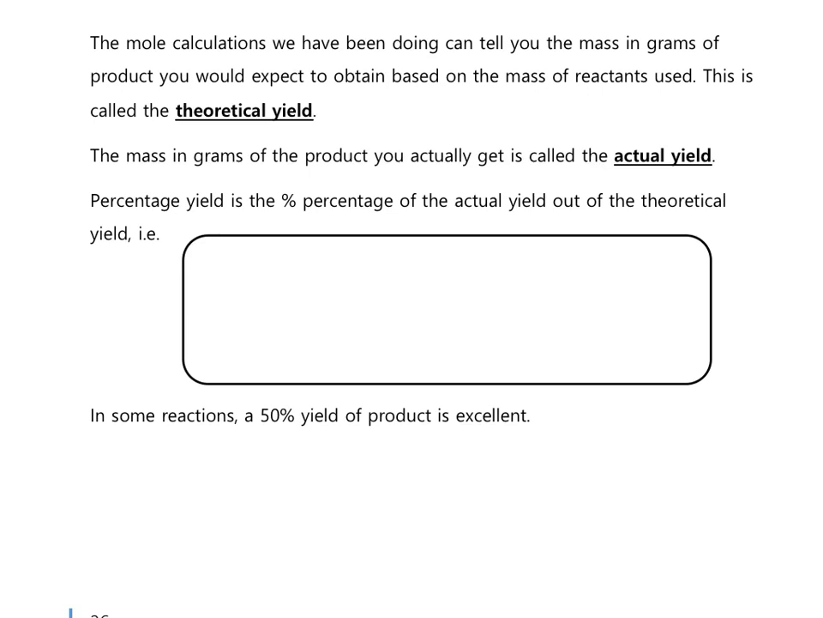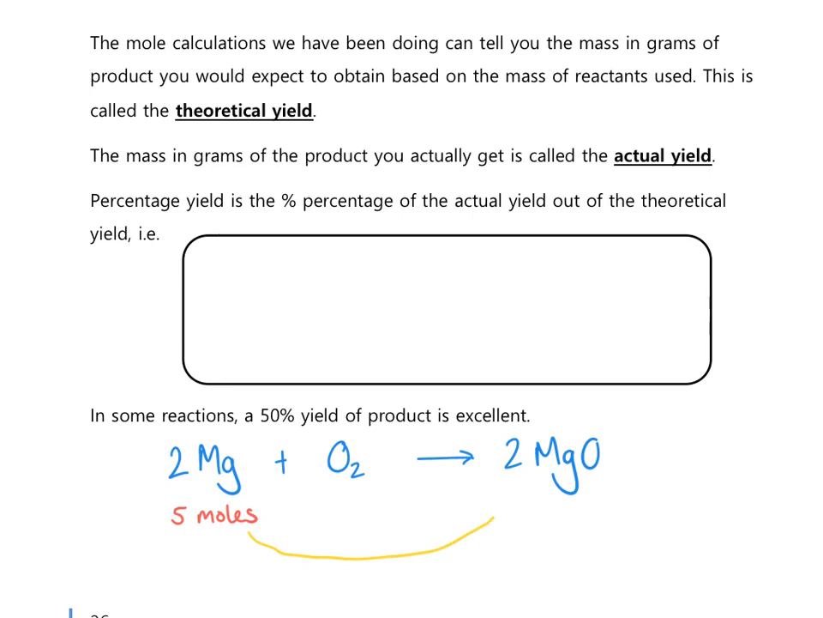So now we're going to move on and look at how we actually calculate percentage yield. So in the moles calculations we have been doing so far, essentially what we've been calculating is the mass of product that we would expect to obtain based on the mass of reactants that we used. So again, let's go back to that equation of magnesium reacting with oxygen. If I had worked out that I had 5 moles of magnesium and I wanted to work out how many moles of magnesium oxide I would expect from this reaction, I would bring it across.